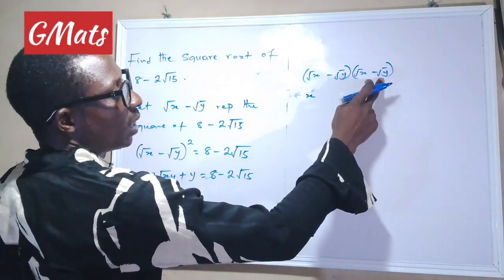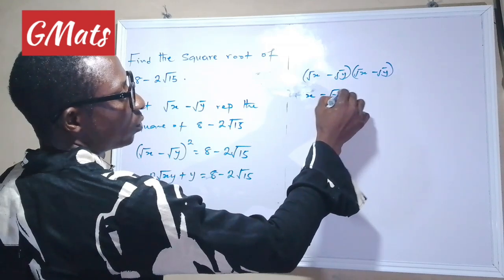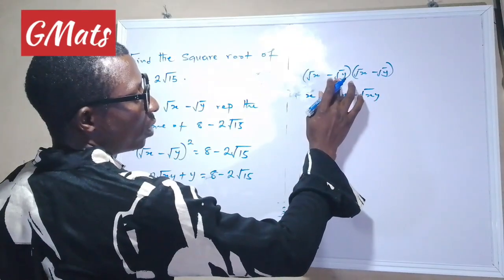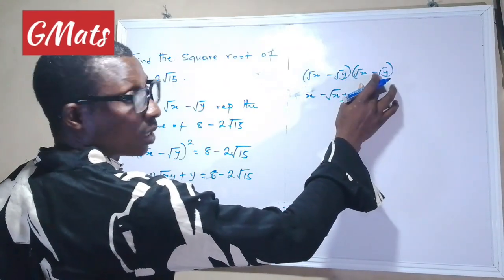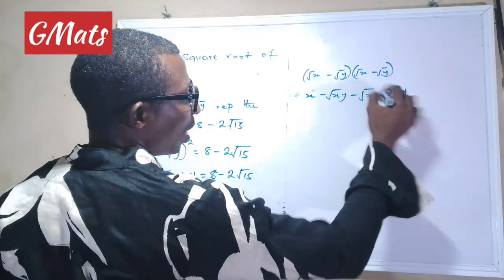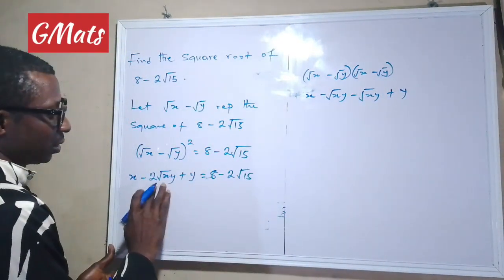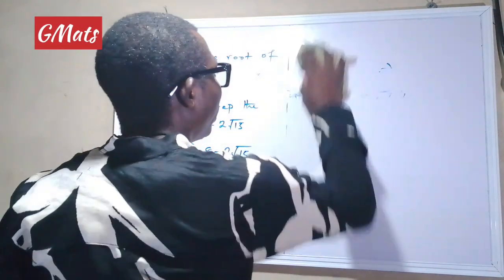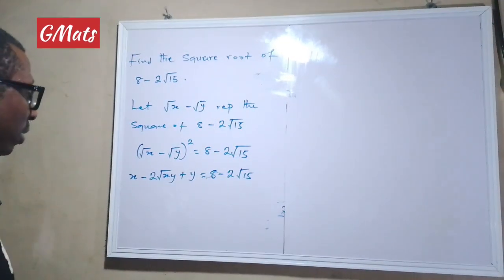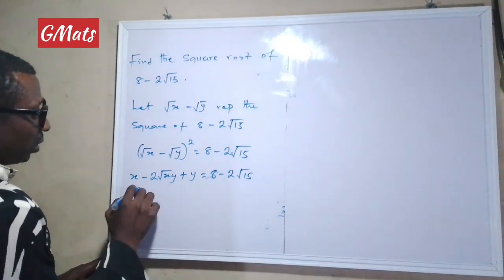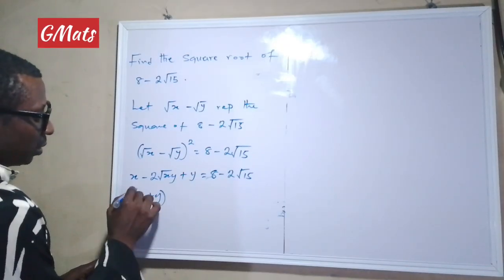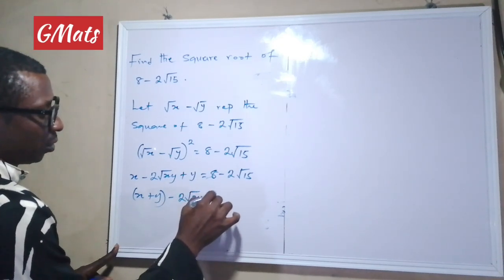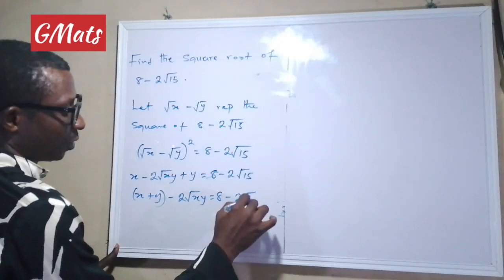When you multiply, you have minus square root of xy. This times this, you have minus square root of xy as well. So minus square root of y times minus square root of y gives you plus y. When you add this together, you have this. Okay, that is how I arrived there. Now let's tidy this up. Now we have x plus y minus 2 square root of xy equals 8 minus 2 square root of 15.